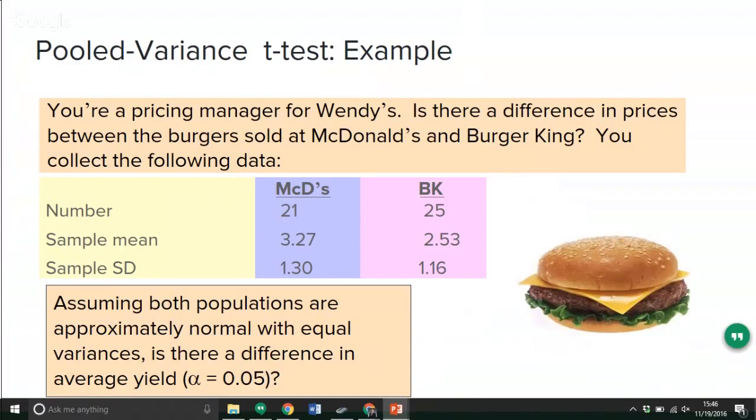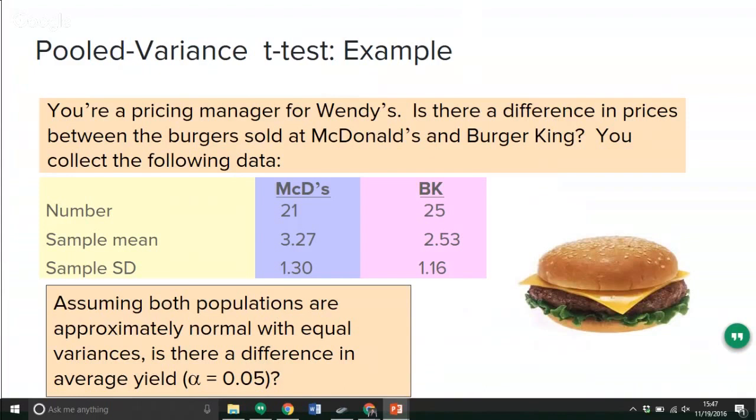How would this work? You're a pricing manager for Wendy's. Is there a difference in prices between the burgers sold at McDonald's and Burger King? So you go out and collect the data, and you see the sample size: 21 different types of burgers on the menu at McDonald's, 25 different types of burgers on the menu for Burger King. Sample mean price at McDonald's is $3.27, Burger King $2.53, with a sample standard deviation of $1.30 at McDonald's and $1.16 at Burger King. Assuming that both populations are approximately normal with equal variances, is there a difference in the average price?